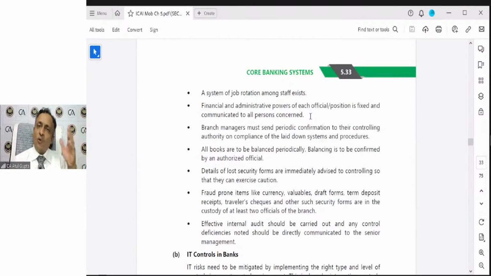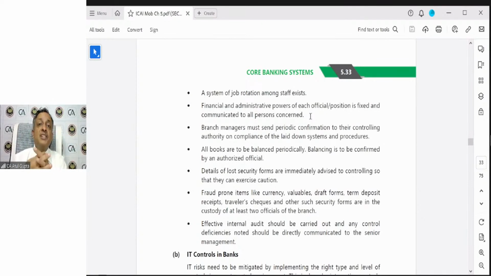Then periodic balancing of books, that you are reading in accounts. Any lost form has to immediately be updated in system. Lost form means, because technology is there, the usage of physical demand drafts, physical checks, physical fixed deposit receipts has reduced, but it is not zero. 25 years back, most of the bank frauds were fake demand drafts, fake checks. Now we don't use those, so that aspect has been killed, but still it is not zero.